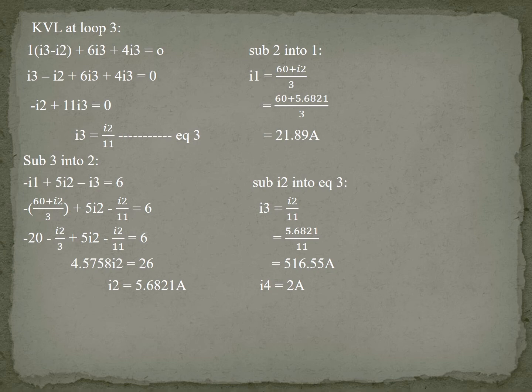Then we substitute 2 into 1. I1 equal to 60 plus I2 over 3. Then we will get 60 plus 5.6821 over 3, and the value for I1 we will get is 21.89 ampere. Then we substitute I2 into equation 3. I3 equal to I2 over 11 equal to 5.6821 over 11. And I3 we will get 516.55 ampere. For I4, since we have a current source, the value is 2 ampere.